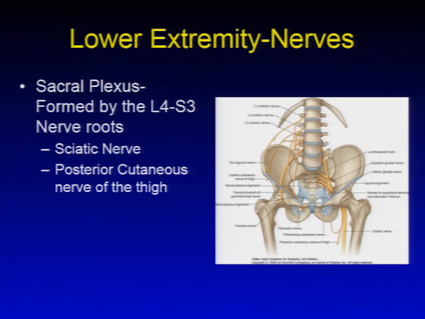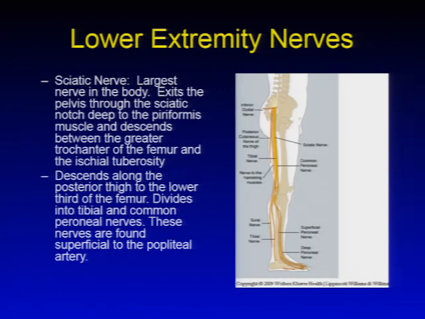Continuing with lower extremity innervation, we move on to the sacral plexus. The sacral plexus is formed by the L4 through S3 nerve roots. These eventually coalesce to form the sciatic nerve and the posterior cutaneous nerve of the thigh. The sciatic nerve is the largest nerve in the body.